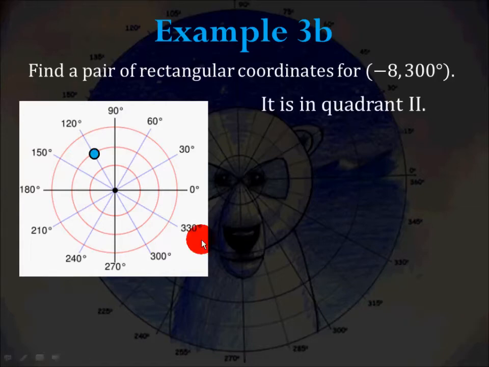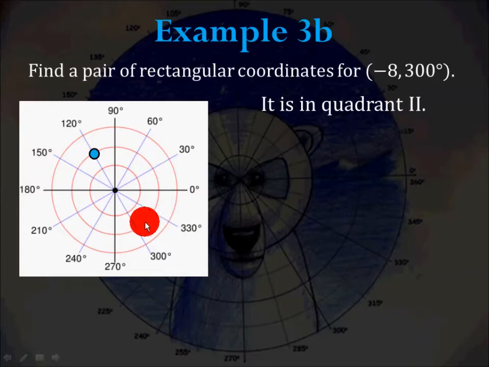All right, now we have a point in quadrant 2, so we're going to go 300 degrees, and I kind of cheated here because each circle I'm treating as 4 units away so we can all fit it. So 300 degrees is over here, and then you're going to go 8 units in the opposite direction, which leaves you up at this point up here.